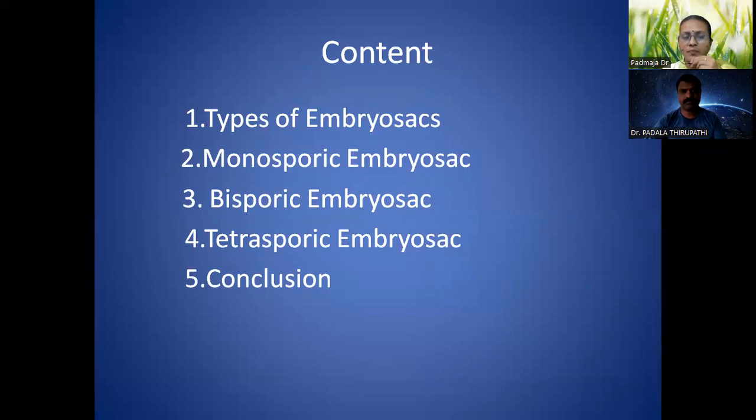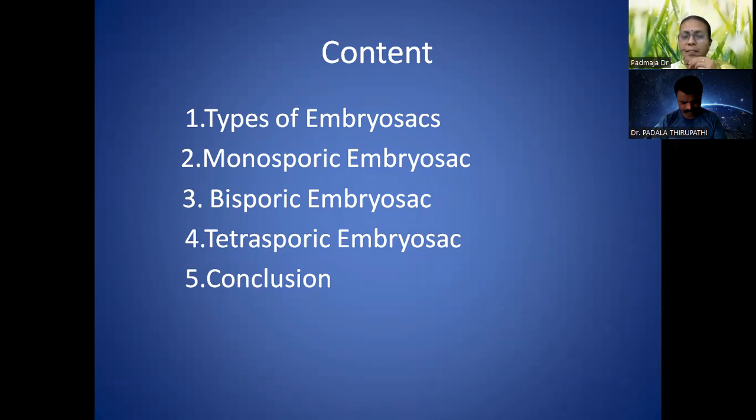Now, how are the monosporic, bisporic, and tetrasporic embryo sacs formed? Before knowing that, first we have to know why we are calling them monosporic, bi, and tetra. The word itself: mono means one, that one megaspore is participating. Bi means the two nuclei of the megaspore mother cell are participating, and in tetrasporic, the four nuclei of the megaspore mother cell.